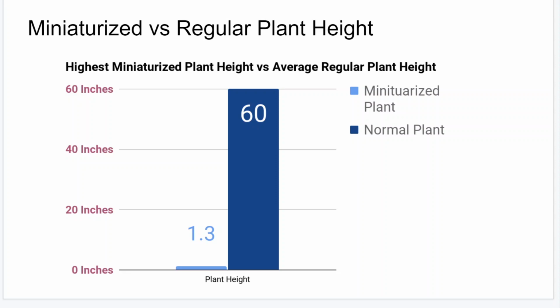These plants are in fact so small when you compare them to normal plants that it would be financially irresponsible for this farm to spend any time or money on them, mostly because they don't produce any product. Since they're only 1.3 inches tall, that's not nearly big enough for them to be able to produce any usable or edible product.